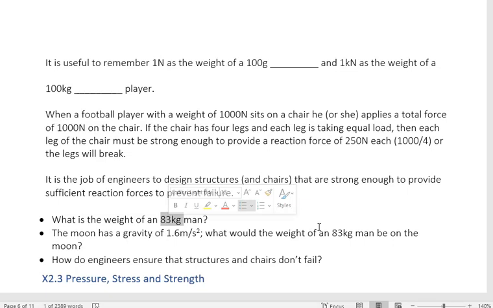How do engineers ensure that chairs don't fall? They design them with sufficient strength that they can resist failure.